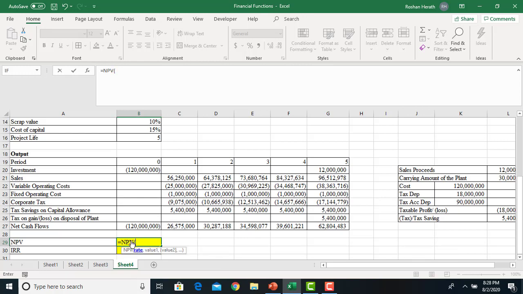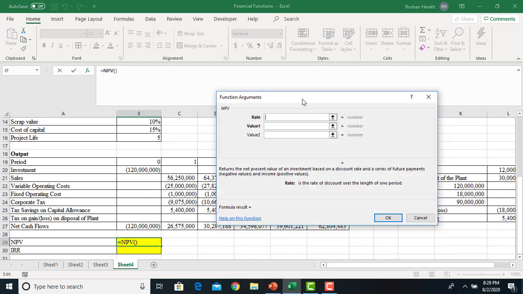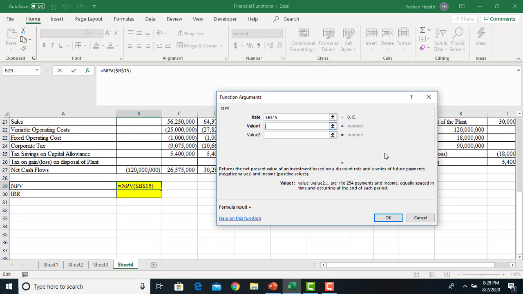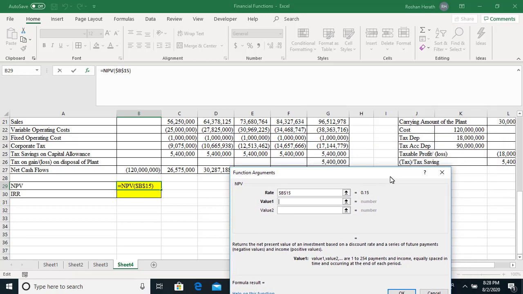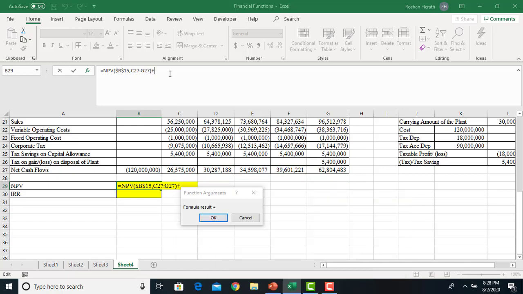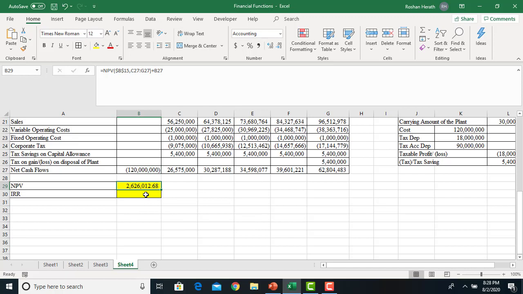Go to the formula NPV. The rate has to be specified, the discount rate. It is given as cost of capital 15%, make it constant. And the values, you can take these values. Make sure that you are not taking the year 0 cash flow, but the rest. Having taken the rest, carefully add the year 0. This is the situation. It generates 2,626,012.